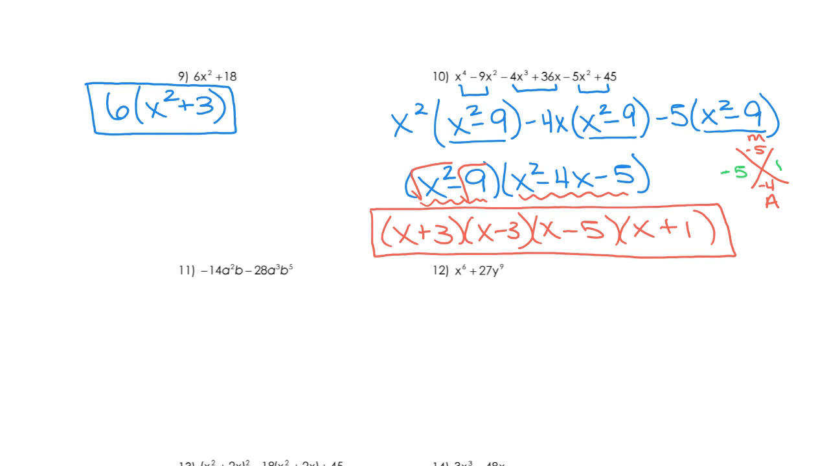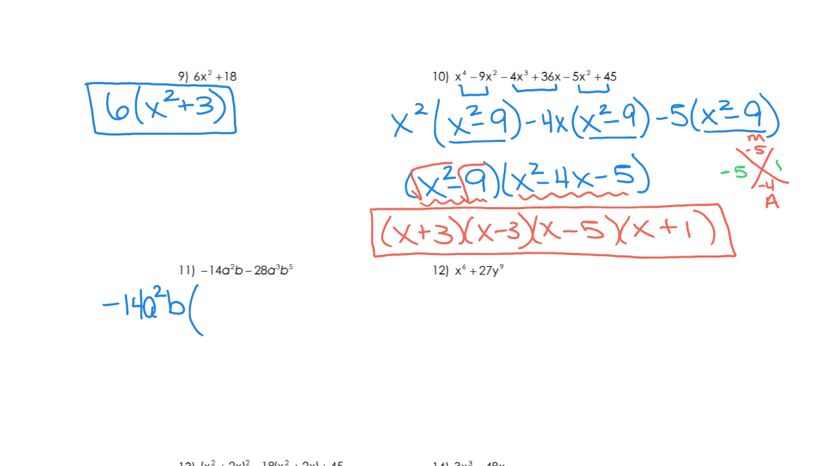Okay, number 11. First type of factoring we check for, greatest common factor. 14 does go into 28, and because that first term is negative, we're going to go ahead and pull out the negative 14. We also can pull out an a squared, and we can also pull out a b. Left over.